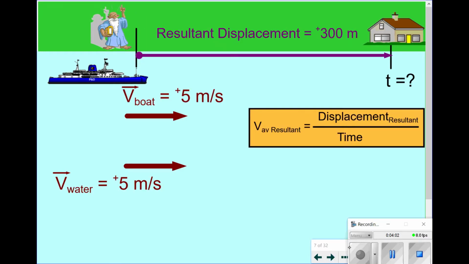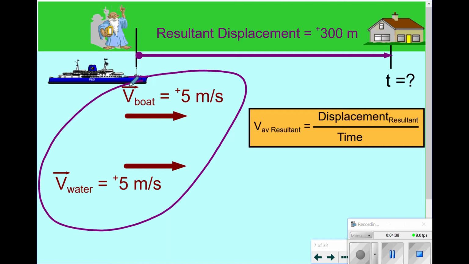So for this situation, what we can say is that the boat's resultant displacement is going to be positive 300 meters. We're going to say resultant displacement because the boat on its own didn't travel 300 meters. The boat's motion plus the water's motion caused the boat to travel 300 meters in whatever time that it took. So we can now say that the average resultant velocity is equal to the resultant displacement over the time. So I need to add up the velocities of both the boat and the water, because this is motion in a stream, to find the resultant velocity.